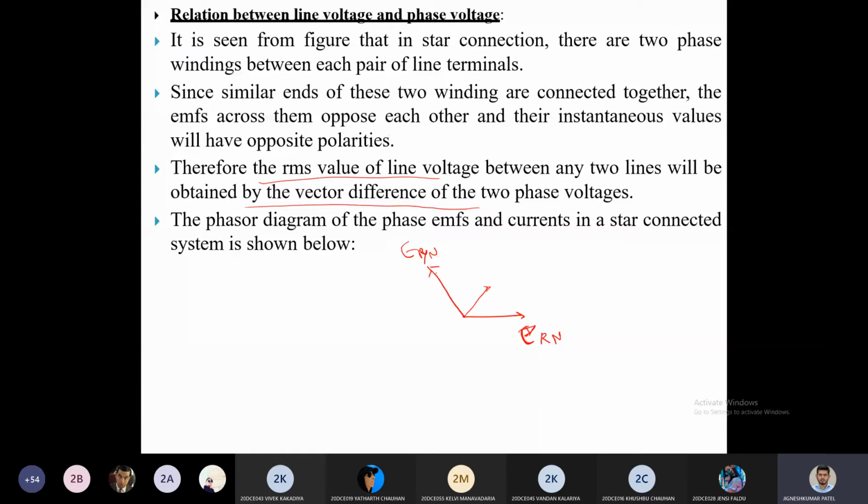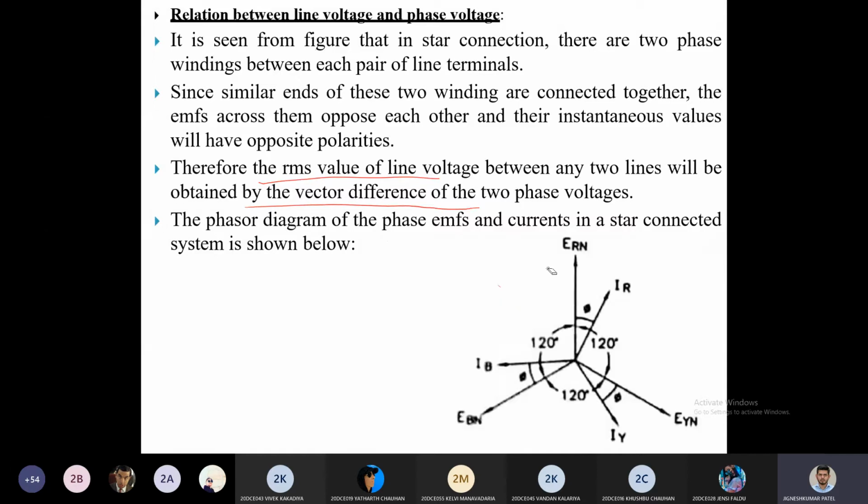So it would look like this. I am going to perform a vector sum, and based on that I'll get the correct line to line voltages. Now let us see that. This is the scenario. This is my ERN, this is my EYN, this is EBN. R phase, 120 degrees apart is Y phase, and 120 degrees apart from this side is B phase. So all the phases are 120 degrees apart from each other.